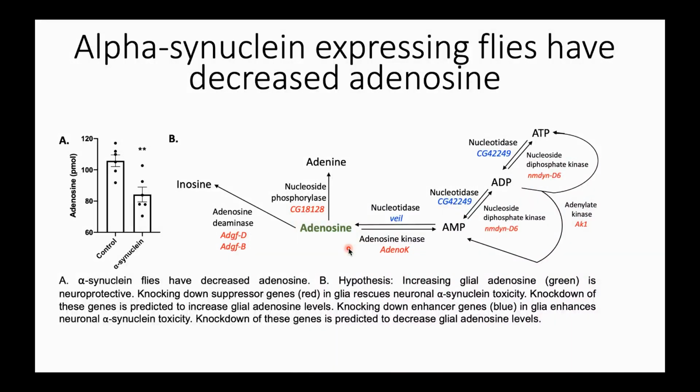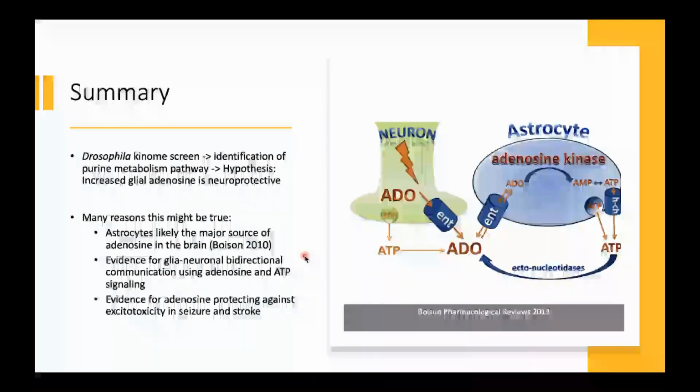I've shown in the alpha-synuclein flies that they have decreased adenosine in the brain in general. And I think by increasing the production of adenosine from glia, that is rescuing much of the pathology. The reason I think that is that knockdown of the genes that would be predicted to lead to increased glial adenosine, those are all the suppressors, whereas knockdown of genes that would be predicted to decrease glial adenosine are all the enhancers. So this is my current working hypothesis.